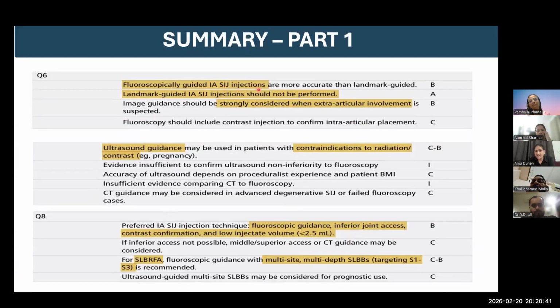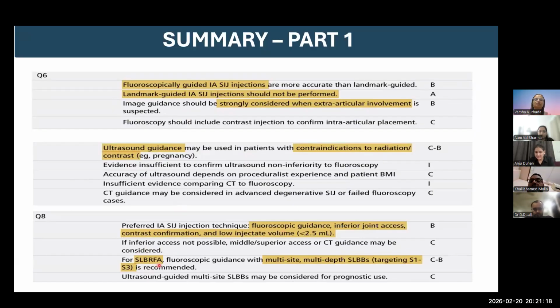Fluoroscopically guided intra-articular SIJ injections are more accurate than the landmark guided injections, and landmark guided injections should not be performed at all. Image guidance should be strongly considered when extra-articular involvement is suspected. Ultrasound guidance may be used in patients with contraindications to radiation exposure or to use of contrast. Preferred intra-articular SIJ technique includes fluoroscopic guidance, inferior joint access, use of contrast, and low injectate volume.